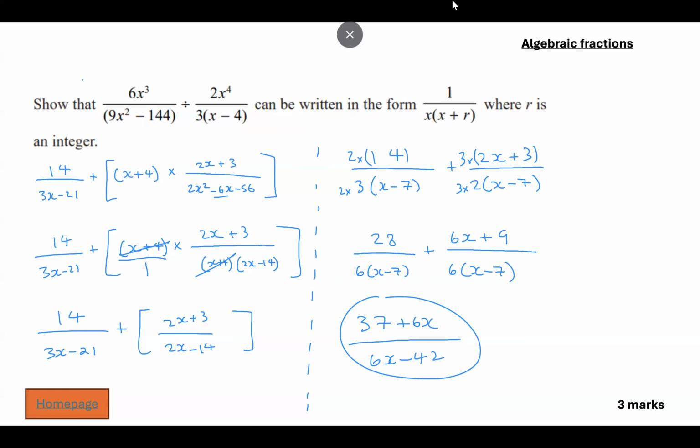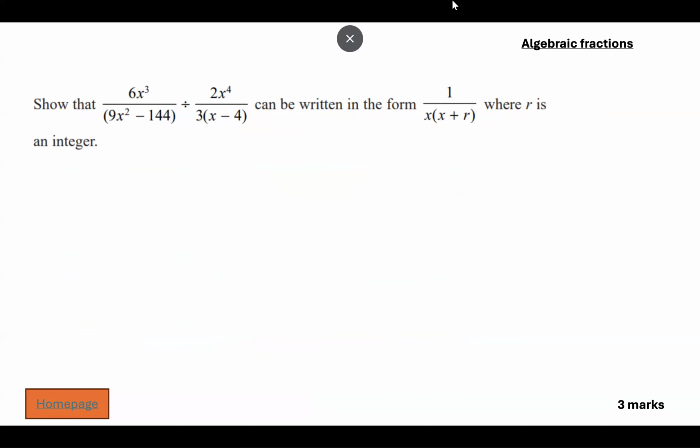Okay, and the reason why I want to do this one as well is because we have an interesting type of factorization which always creeps up in more difficult algebraic fraction questions. If you have a look at this, this is the difference of two squares. Difference of two squares is a squared minus b squared, which factorizes as a minus b, a plus b.